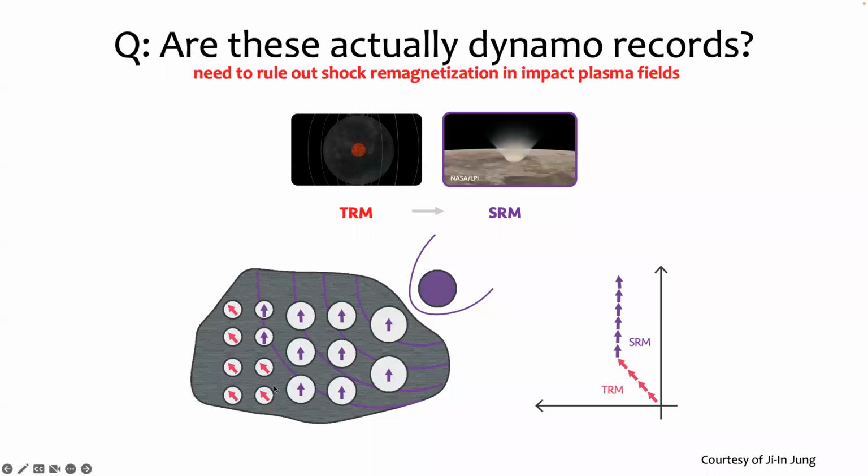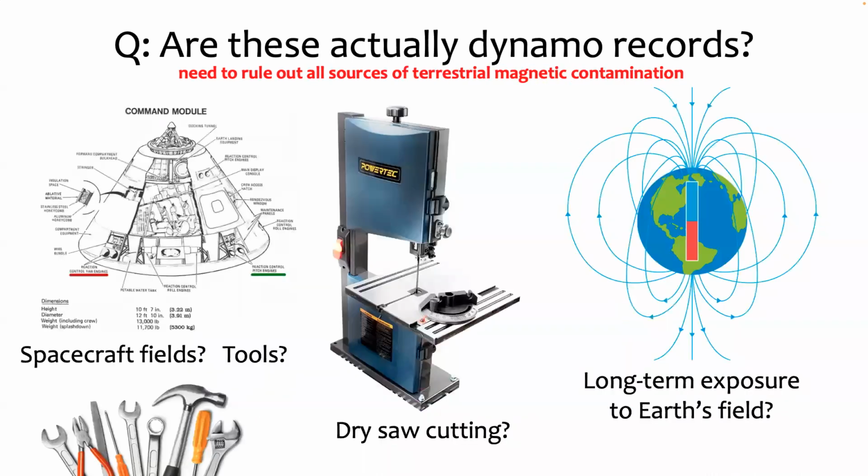And this can happen because let's say you have a rock with some pre-existing remanence or even no pre-existing remanence. If you have an impact occur and you're exposing that rock to shock pressures, that pressure can actually overwhelm the magnetization initially recorded in grains and impart a new magnetization in whatever field is present at the time that the shock wave passes through. And that could be a transient impact field. And as a result, a rock might have a secondary contamination from an impact field, from shock remanence. So we have to rule that out. Another thing that we need to rule out is terrestrial magnetic contamination. This could be from fields on the Apollo spacecraft or magnetic tools.